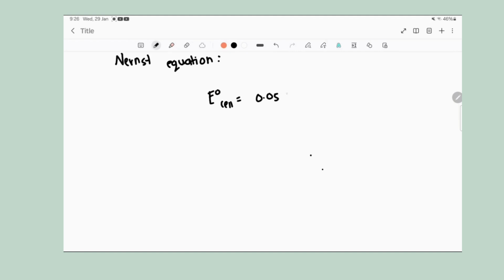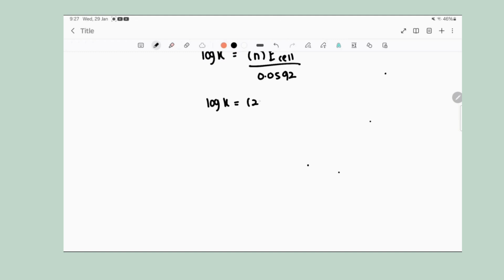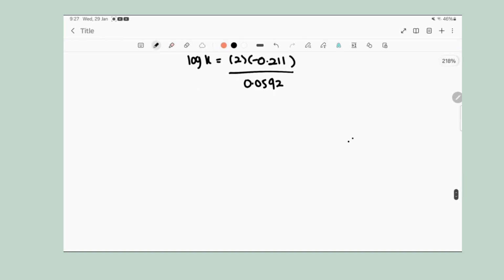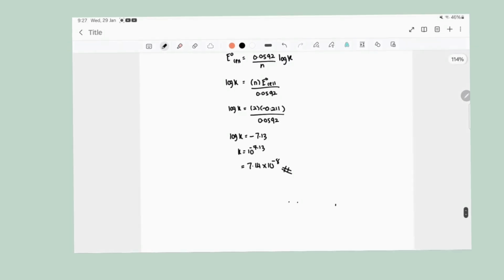and then the Nernst equation to calculate the equilibrium constant, which is E cell equals 0.0592 over n log K. And then we got K equals 7.14.